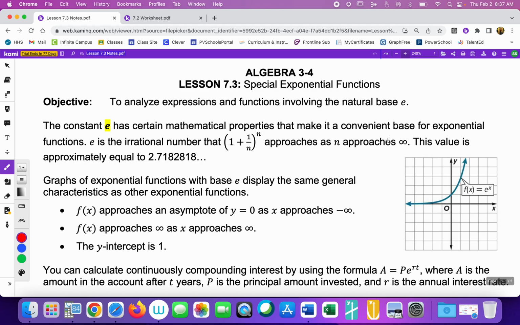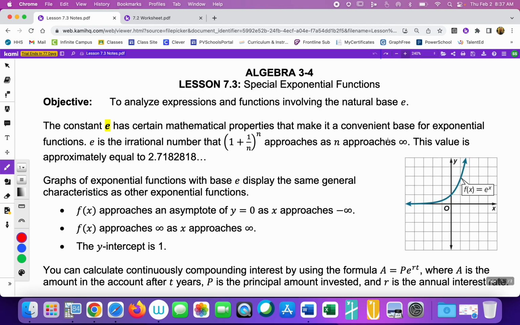E is an irrational number like pi. It's just applied differently. So that is when we did the compound interest formula 2 days ago, where you had P, N, R, and T. The e is going to take the place of that whole expression, except for the t value. So the 1 plus 1 over n to the nth power, it's going to be substituted in for that.